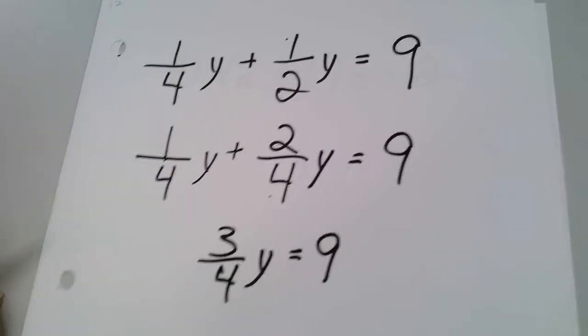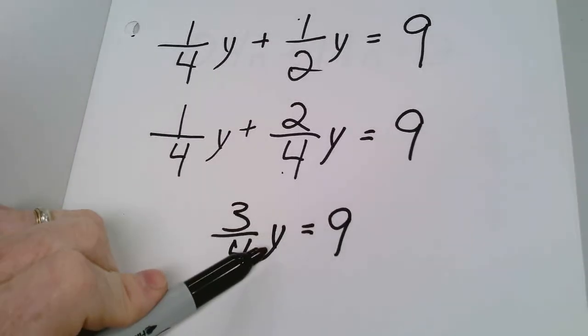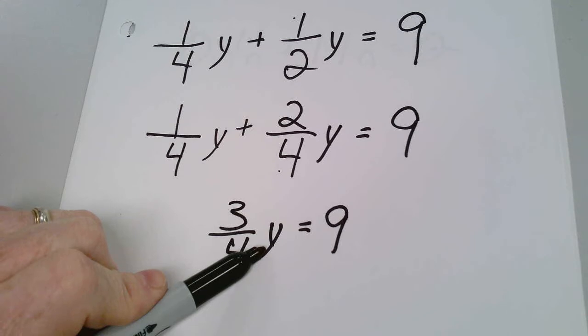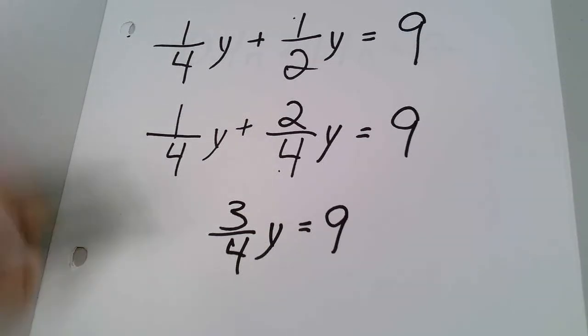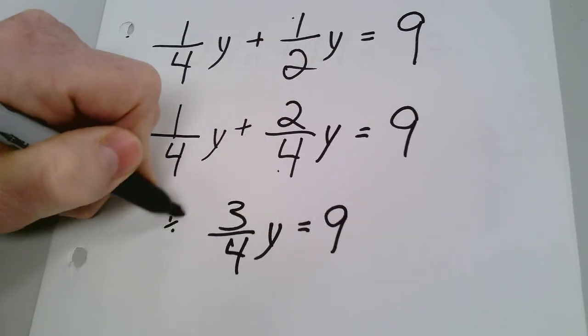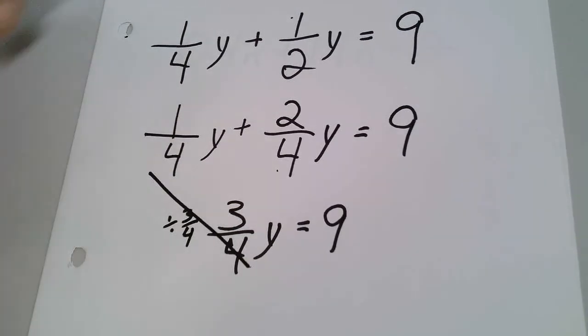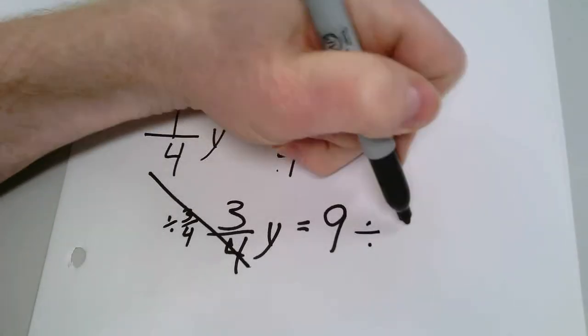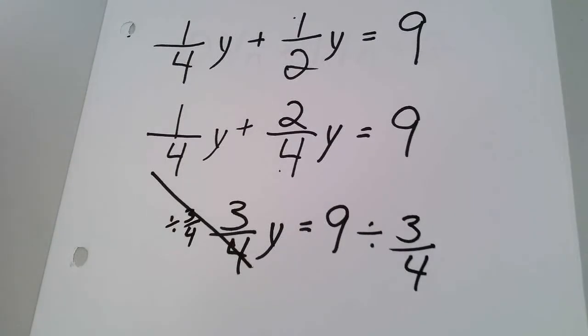At this point, you shouldn't be confused. It's still the same rule as we've done with all the other variable equations. To get the variable alone, we do the opposite. So what's being done to it? It's being multiplied by 3/4. The opposite of that would be dividing by 3/4. That allows us to cancel those two out. But you have to do it on both sides to keep it balanced.